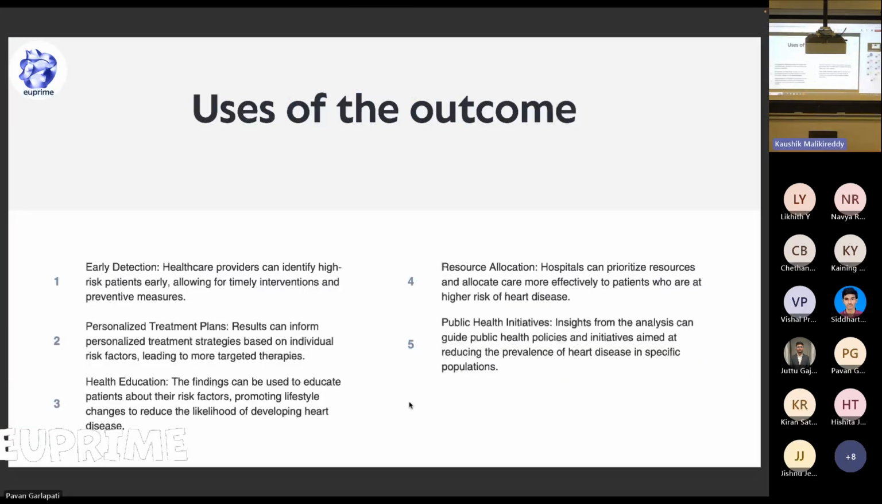What are the uses of the outcome? Based on this, we can detect high-risk patients, personalize treatment plans based on the risk factors, educate people on what the risk factors are and how we can take care of our health, and allocate resources accordingly. We can also start public health initiatives aimed at different populations.